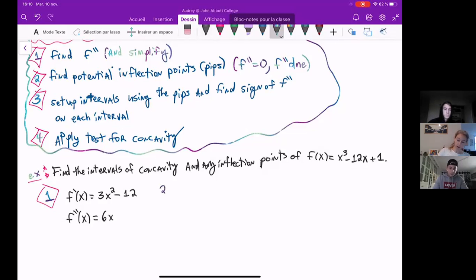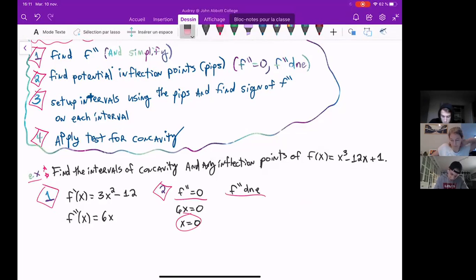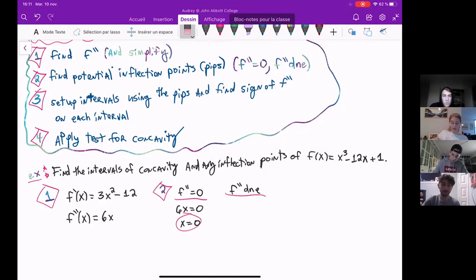So then our second step, we want to find our pips. So we're setting f double prime equal to 0, which is like setting 6x equal to 0, which gives us x equals 0. And then we want to know where f double prime does not exist. Does that ever happen? No. Never. You got it. So the answer here is never. So we have one pip, and that pip is x equals 0, which brings us to our third step.